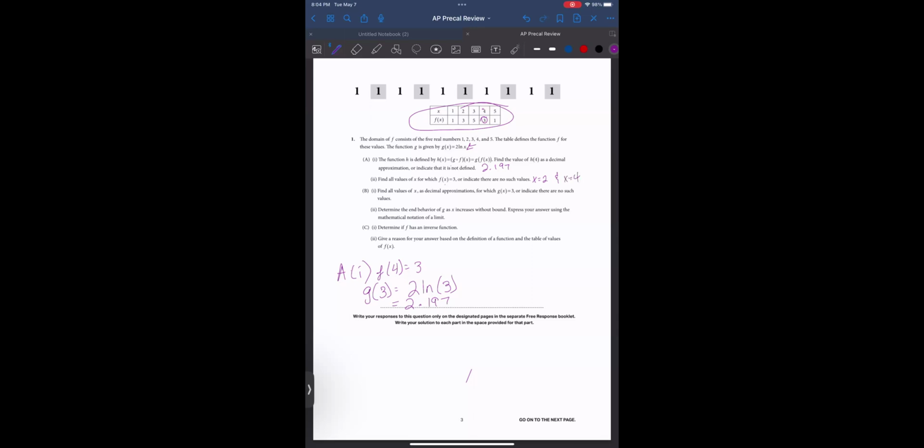And look, there's the answer. I didn't see the other 3. Wait, that's it? Yeah, that's it. You don't even need the calculator for that. No, we just needed to look at the chart. We only needed the calculator for the ln.